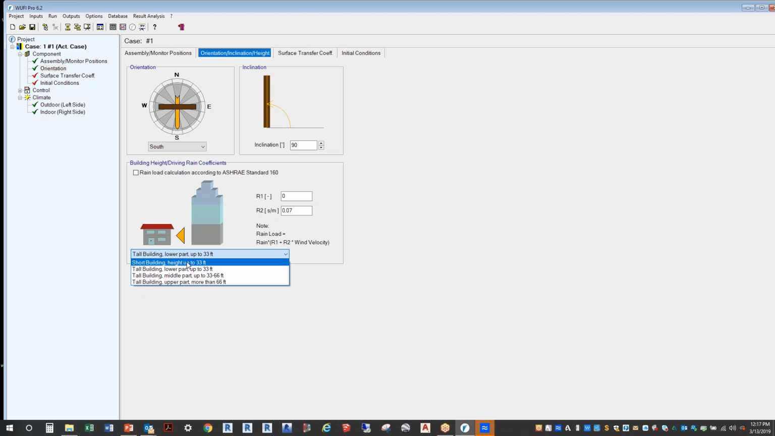Is it short, up to 33 feet? Is it a tall building with the lower part up to 33 feet? Tall building, middle part up to 36 to 60 feet. Most of ours are probably in this 33 to 66 foot range, okay? And then leave these values as they are.